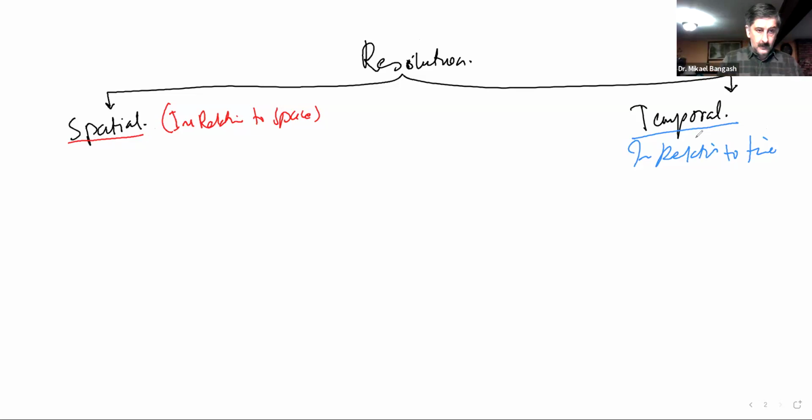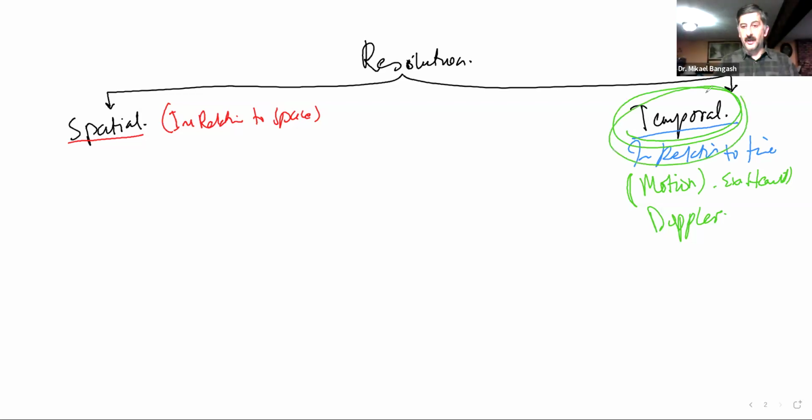Now, guys, just to make it simple, your temporal resolution is going to be relevant when we are looking at a structure which is in motion. For an example, for instance, the beating heart. Clear? Or even things such as a Doppler. That's mainly going to be very much dependent upon your temporal resolution.